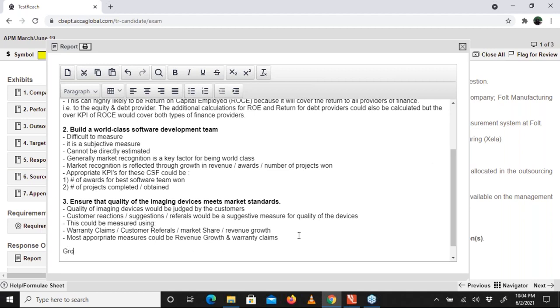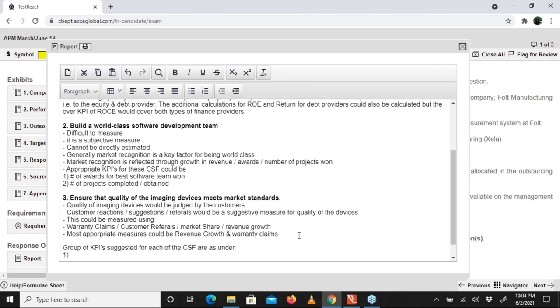So the group of KPIs suggested for each of the critical success factors are as under. Number one is the return on capital employed, which is ROCE.